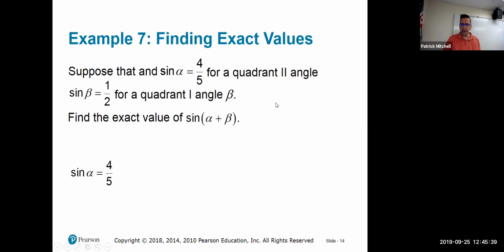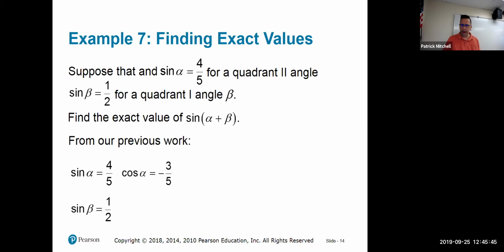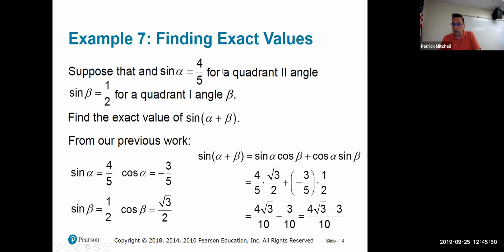So we're given the sine of alpha is 4/5, the sine of beta is 1/2. In examples 4 and 5, we found these two things. All right, so you just have to use the correct formula. Remember the sine rhythm, sine, cosine, cosine, sine. The sine of alpha plus beta is sine alpha cosine beta plus cosine alpha sine beta. Notice one time you're taking the sine of alpha, the other time you're taking the cosine of alpha. All right, so the cosine and the sine get switched, but the alpha and the beta, they stay where they are.